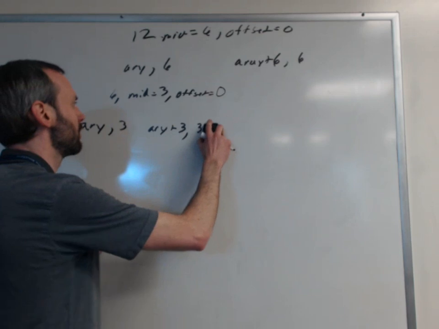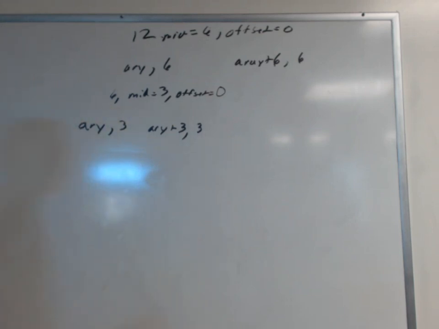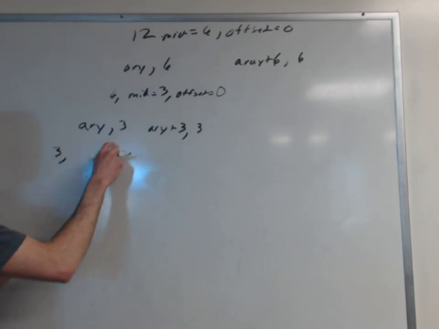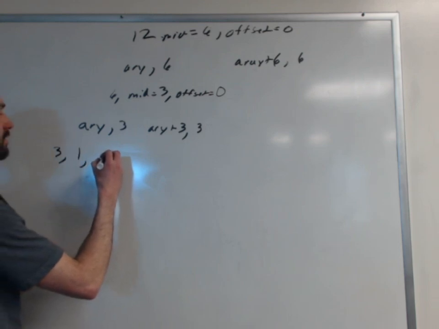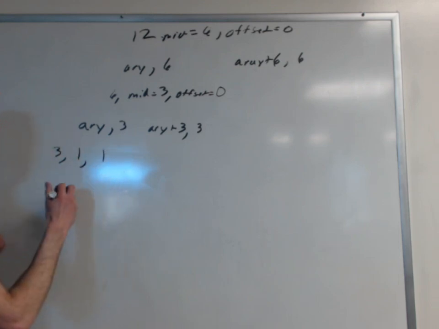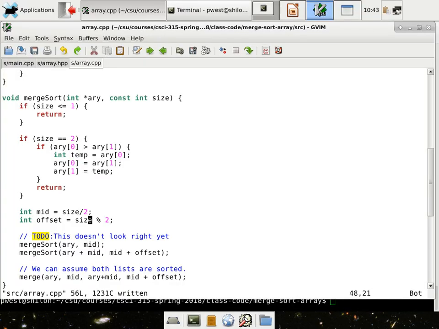All right, let's go look at this guy over here, because now we have array plus 3, 3. And I think this is going to help us see how this all works out. What do we have? We have 3, mid. What's the mid? 1, right? And offset is 1 because 3 mod 2 is 1. So we're going to call it on array, comma, 1, because that's the mid. Merge sort, array, comma 1, and then we'll also have merge sort on array, should be plus 1.